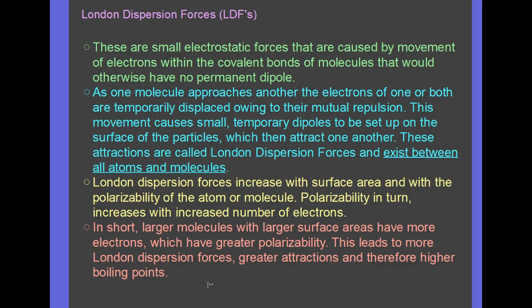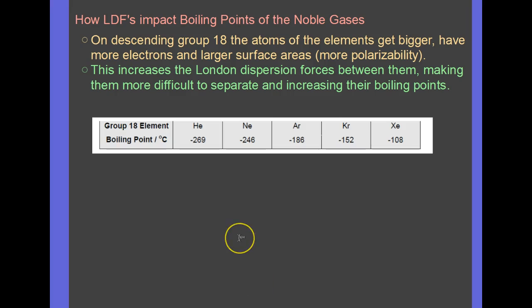London dispersion forces increase with surface area and with the polarizability of the atom or molecule. Polarizability, in turn, increases with an increased number of electrons. So in short, larger molecules with larger surface areas have more electrons, which have greater polarizability. This leads to more London dispersion forces, greater attractions, and therefore higher boiling points. How LDFs impact boiling points of the noble gases.